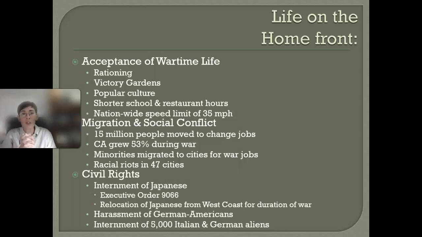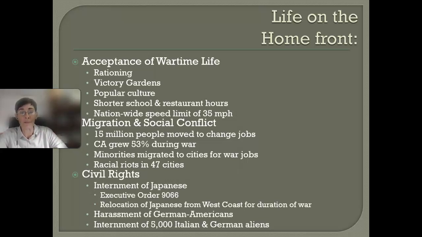Popular culture changed to reflect what was happening in the war. Rationing was really the big thing. So people got little tickets, and you were only allowed a certain amount of butter or meat or basic necessities. We had shorter school and restaurant hours to conserve power and to conserve oil, so we could have more fuel for the war effort. A nationwide speed limit of 35 miles per hour was set to, again, conserve fuel so we could use this for the war effort. 15 million people moved around the country to change jobs and to get access to these wartime jobs that they previously didn't have access to.